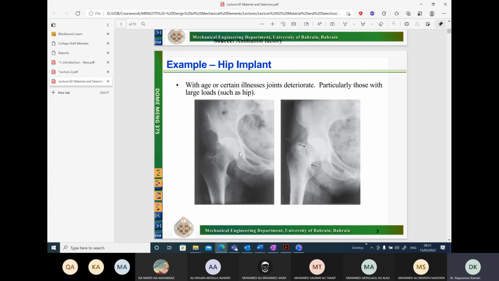Now, in order to select a material for such a hip implant, there are a couple of properties we should be aware of. Can you guys tell me what kind of properties we are looking for in a hip implant? What should be the property of the materials we are looking for in the hip implant?